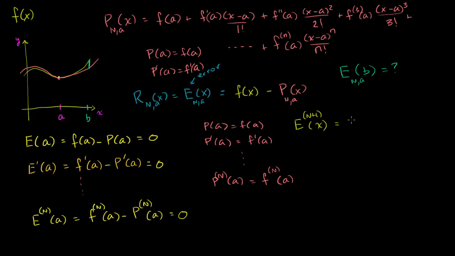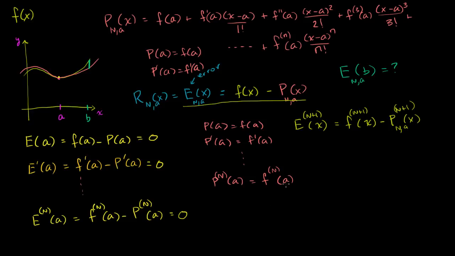Well, it's going to be the n plus 1th derivative of our function minus the n plus 1th derivative of our function, and we're not just evaluating at a here either, so let me write an x there. I'm literally just taking the n plus 1th derivative of both sides of this equation right over here. So it's literally the n plus 1th derivative of our function minus the n plus 1th derivative of our nth degree polynomial. I could write an n here, I could write an a here to show it's an nth degree polynomial centered at a.